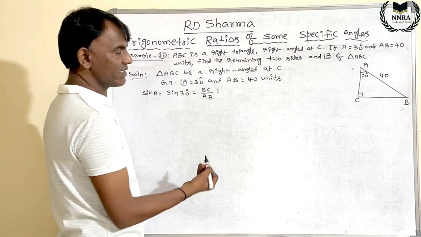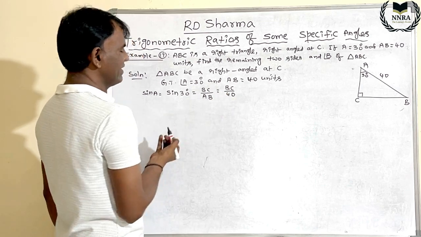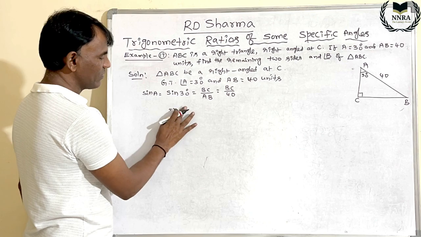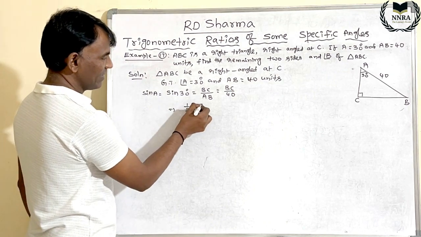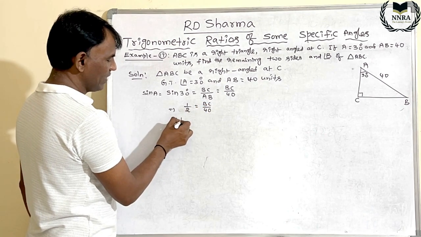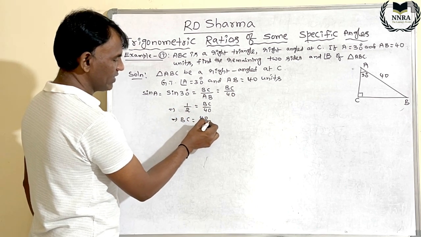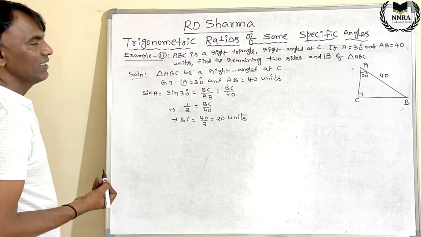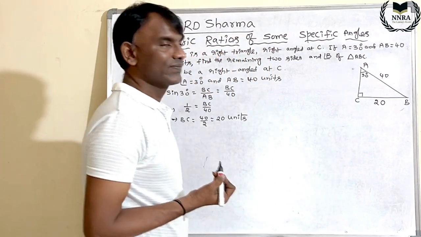Now what is the value of BC? We don't know that, so write it as it is. And AB is 40 here. Sine 30 means 1 by 2, so you can directly write that value, equal to BC divided by 40. Now BC equal to 1 into 40 is 40 divided by 2, that can be written as 20 units. So that is BC.